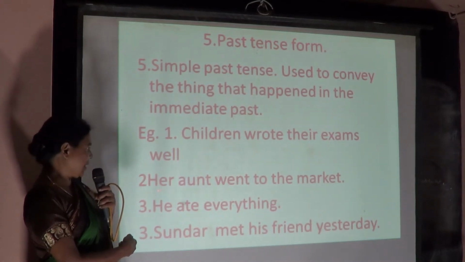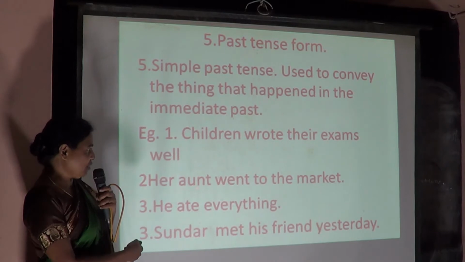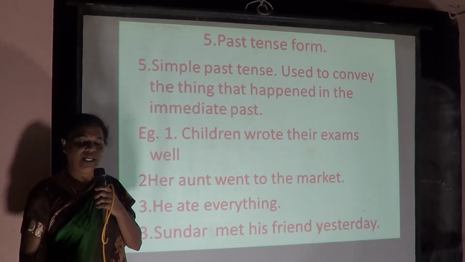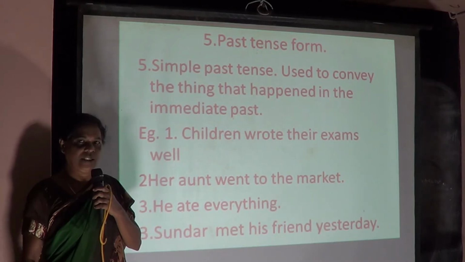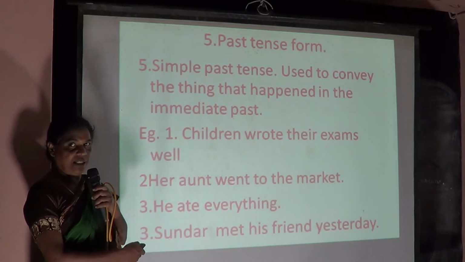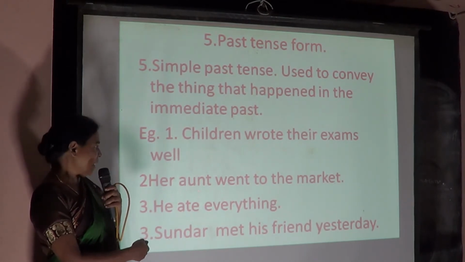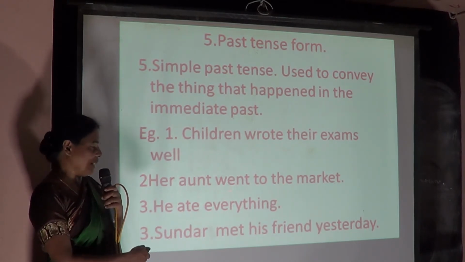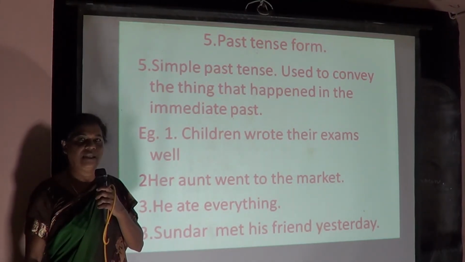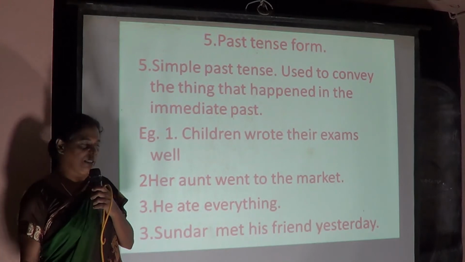The second sentence in our example is, her aunt went to the market. We all go to market, especially one auntie went to a market. Here what matters is went. Went is in the past form. So her aunt went to the market. She went to the market and might have bought many things like fruits and vegetables.